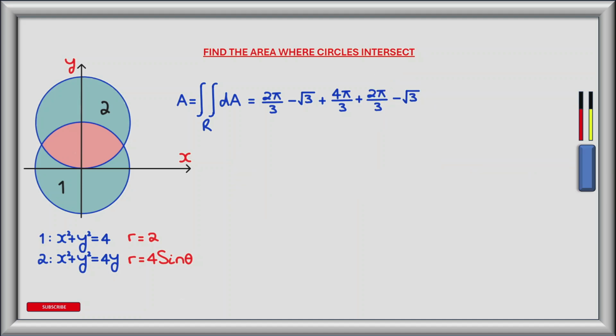To find our total area, the only remaining thing to do is to sum the values obtained from the double integrals. So we have 2 pi by 3 minus the square root of 3 plus 4 pi by 3 plus 2 pi by 3 minus the square root of 3, which evaluates to 8 pi by 3 minus 2 multiplied by the square root of 3, which is our final answer.